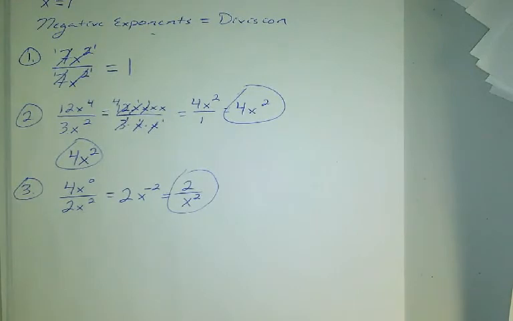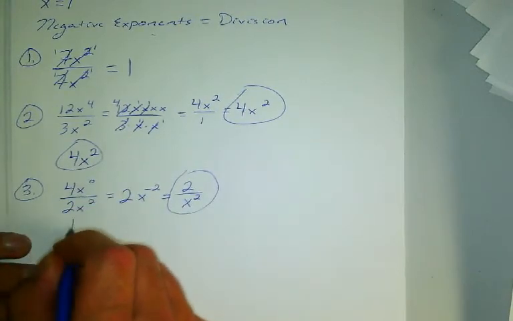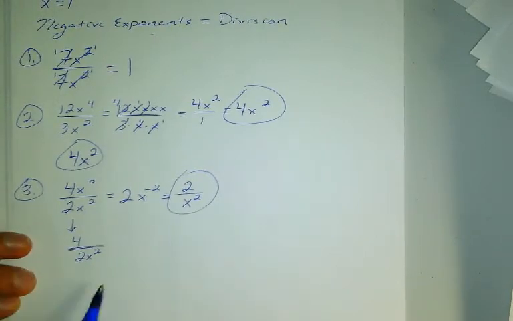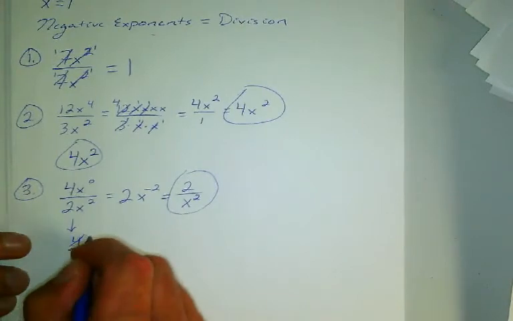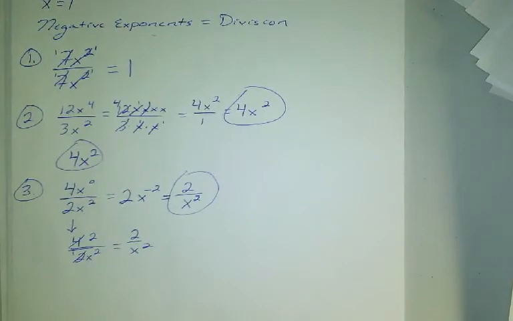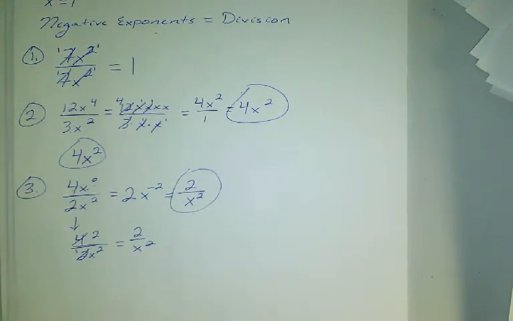Now, also with this question, you could have seen x to the 0 and been like, hey, that just means 1. So you could have rewritten this as 4 over 2x squared. And then we could do a little simplifying. 2 goes into 4 twice, and we're left with 2 over x squared. Same answer, just two different ways to think about it. If I were doing this, I would probably see x to the 0 and automatically know it's 1.